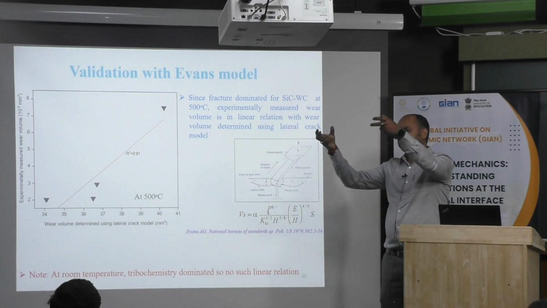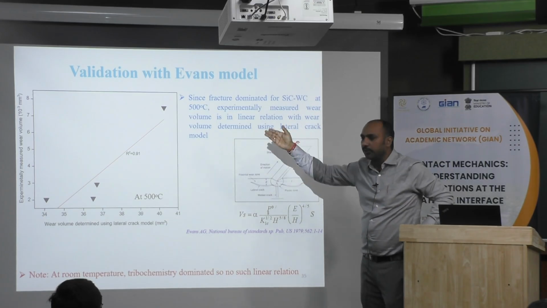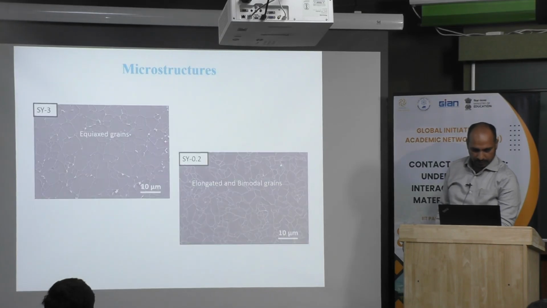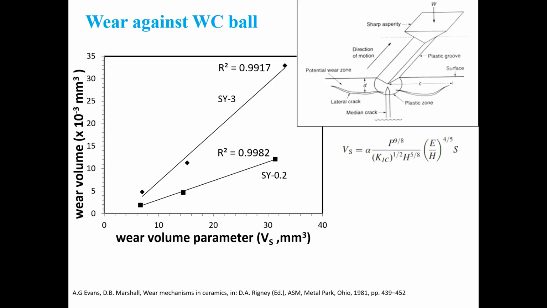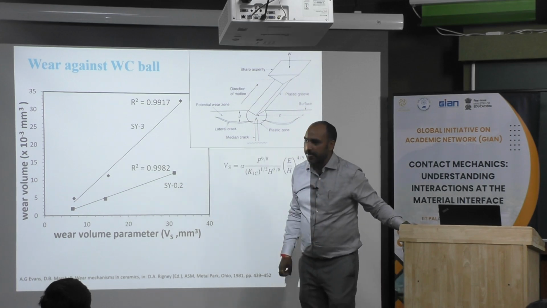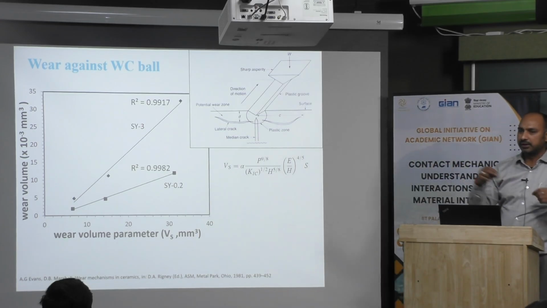The rate of change is the same. It is close to that. It is not the value that is validated. See, here also we validated. You see, it is close to that, but the value is not the same. The rate of change of this wear should be in the same pattern.